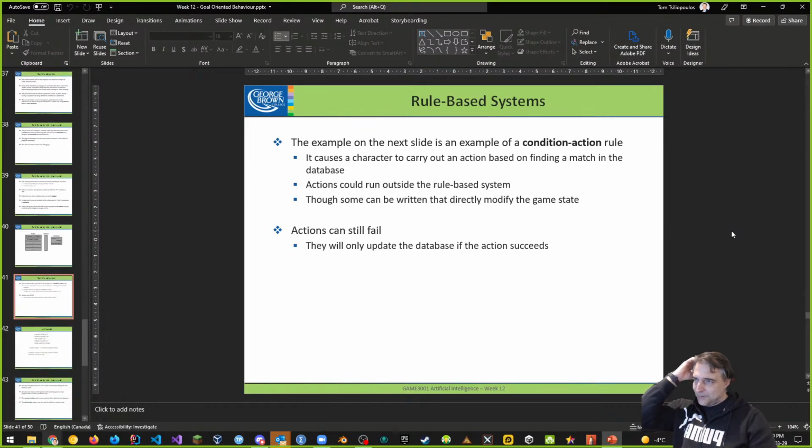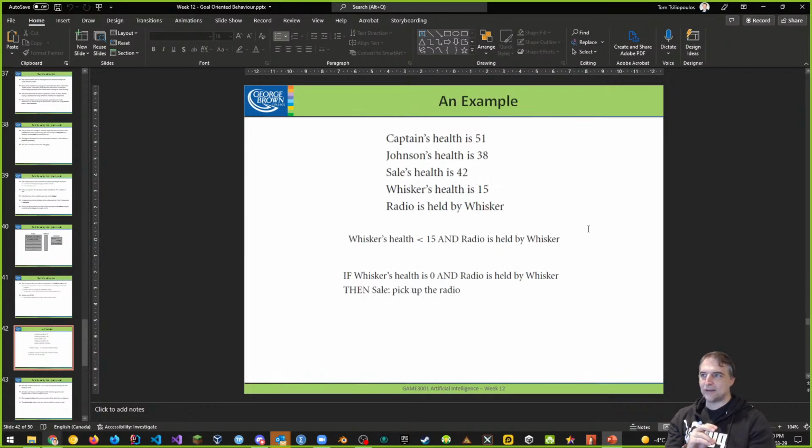So let's think about what the action condition rule is. It causes a character to carry out an action based on finding a match in the database. Actions could run outside the rule-based system, though some can be written to directly modify the game state itself. That's something that can also happen. Actions can still fail, which is one thing to note, and they will only update the database if the action succeeds. So the database is interesting, the database of all knowledge. Let's take a look at an example.